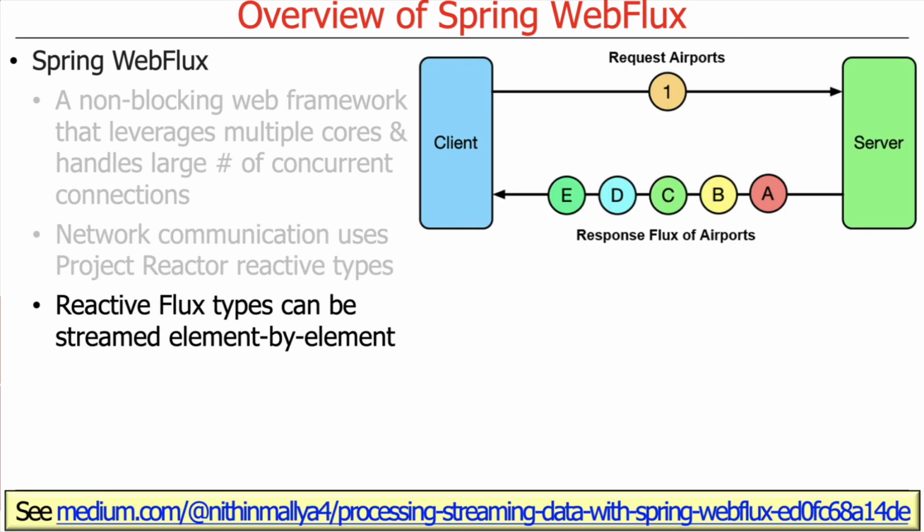Here's some cool stuff you can do, and this just visualizes what I talked about before. The reactive Flux types can actually be streamed element by element. So you can see here we say request airports. I want to find a Flux of airports, and you get back from the server a Flux of airports, which again will start being fed back to you right away without having to wait for all the computations to finish on the server to find all the airports that you have. So you don't have to block.